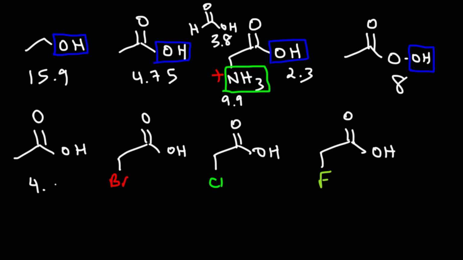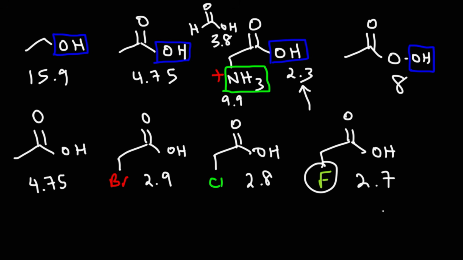So for acetic acid, we know it's around 4.75. With the bromine attached to it at that spot, it's around 2.9. With the chlorine atom, it's 2.8. With the fluorine, it's 2.6, 2.7. So by adding an electronegative atom, notice that the pKa dropped in the 2 to 3 range. This is due to something known as the inductive effect.